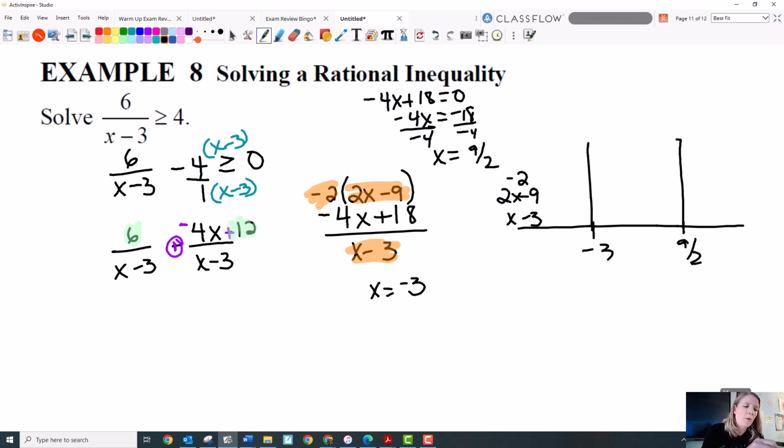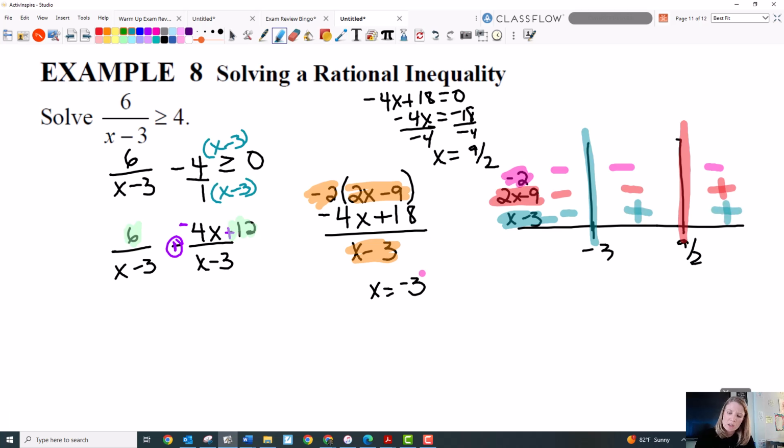Now, you're like, why do I have more stuff on the side than I have across the bottom? You never have more numbers across the bottom than you have x's. That negative 2 is just a number, okay? And negative 2 does not have an answer across the bottom, so negative 2 is always negative. 2x minus 9, he goes with 9 halves. He's negative until he gets there, then he changes to positive. And then x minus 3 goes with negative 3. It's negative until he gets there, changes to positive.